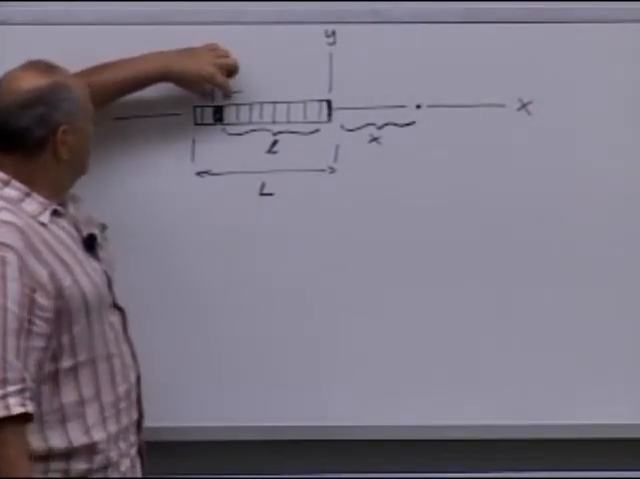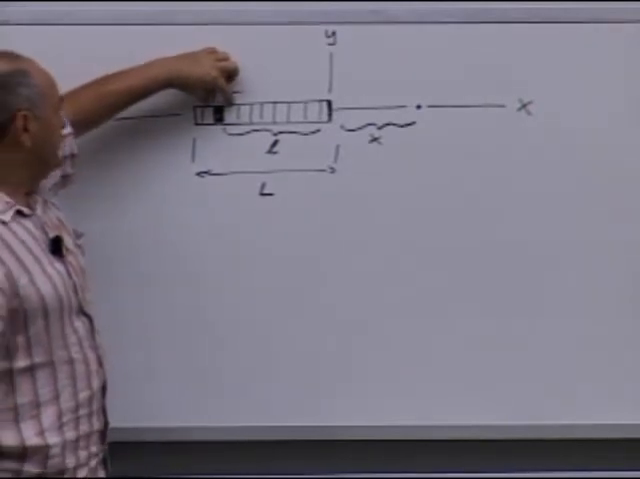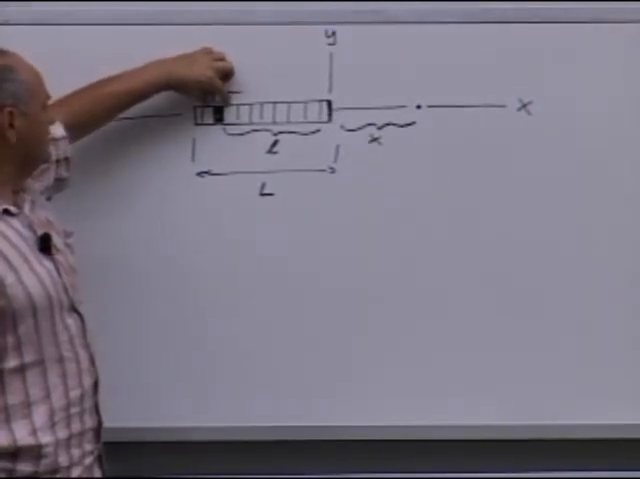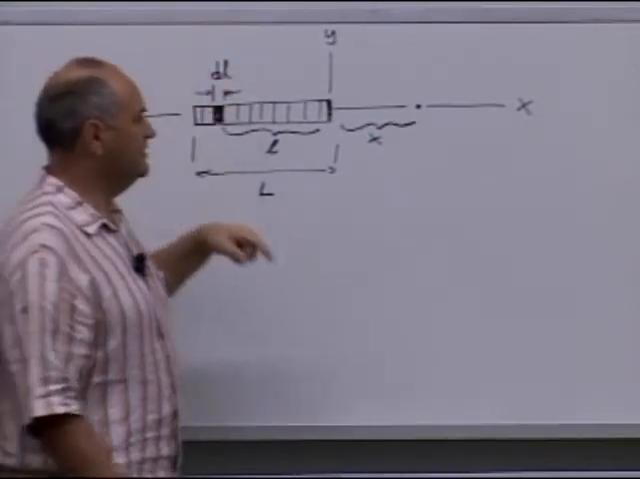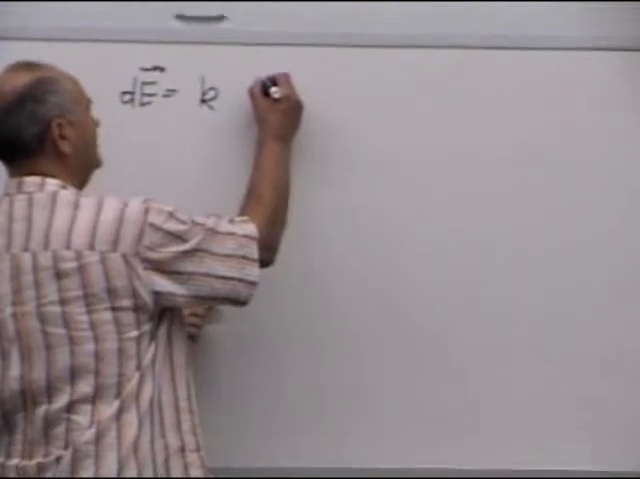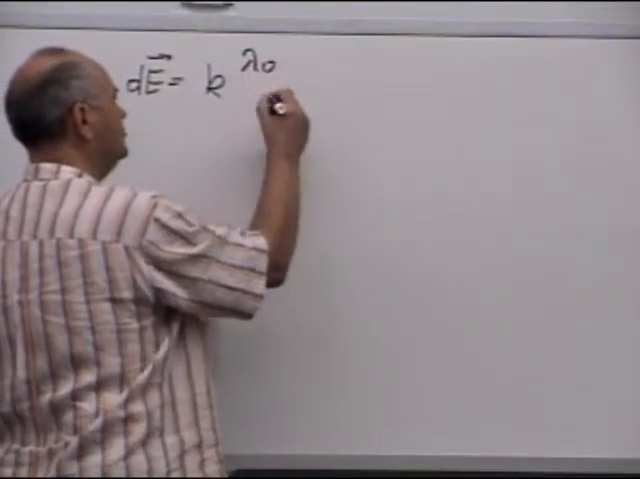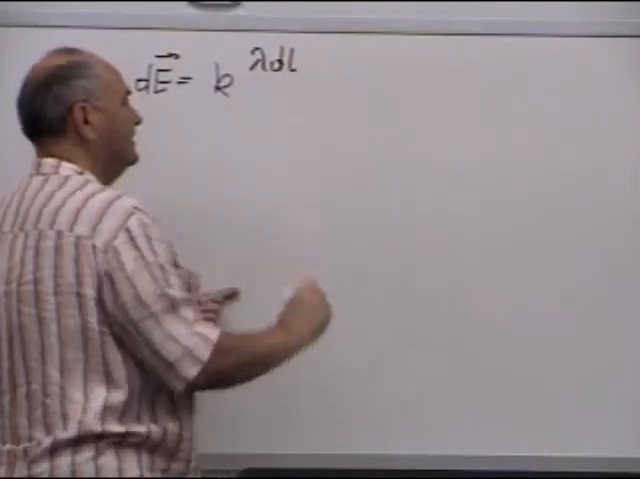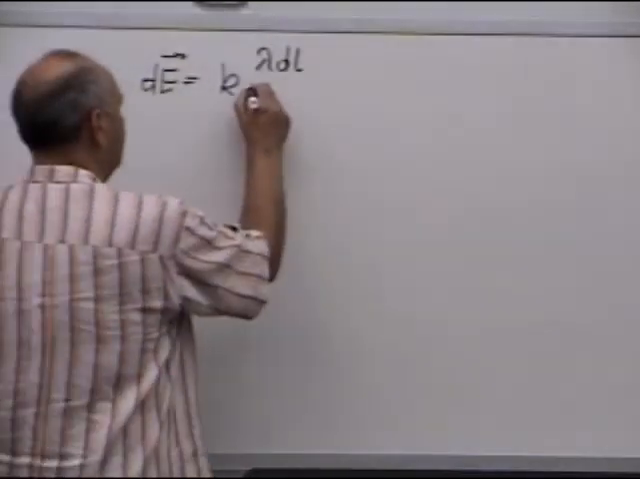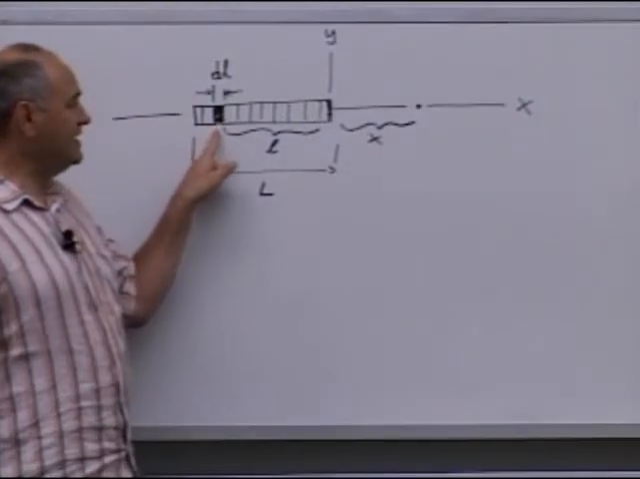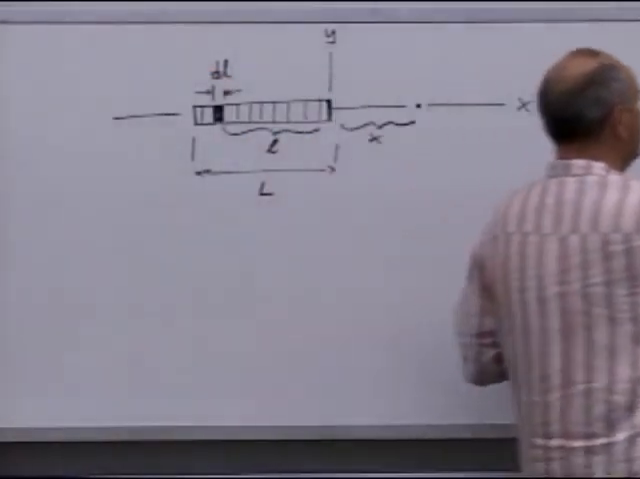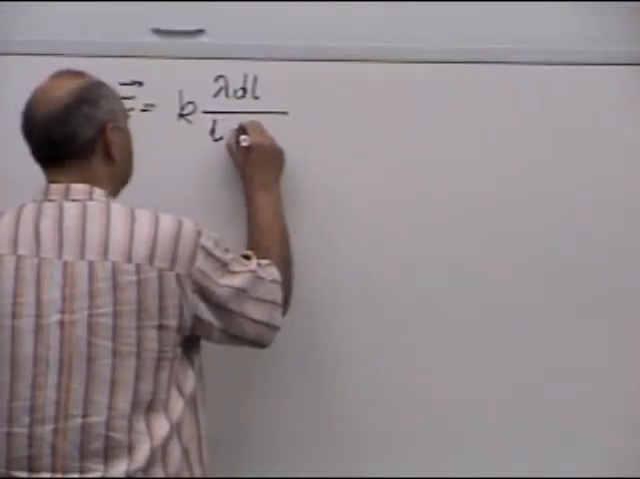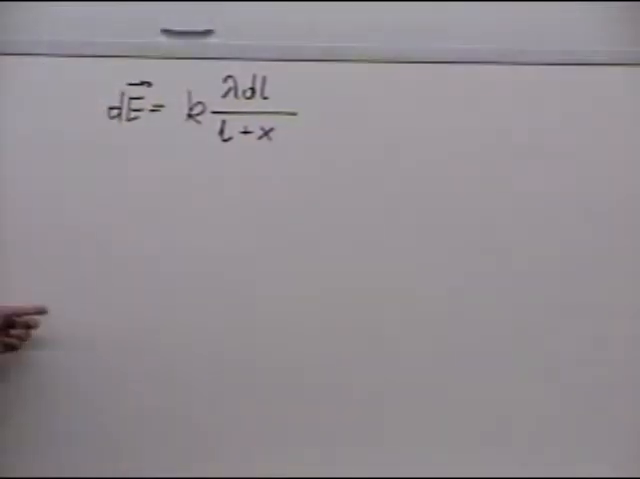So now I can use linear charge density to relate the size of this segment with the charge. Instead of writing dq, I will just write linear charge density times the length of this fragment. And now I have to divide it by the distance from the segment to the point of interest, which means that it is L plus x.